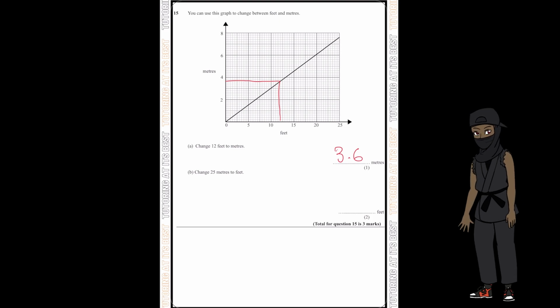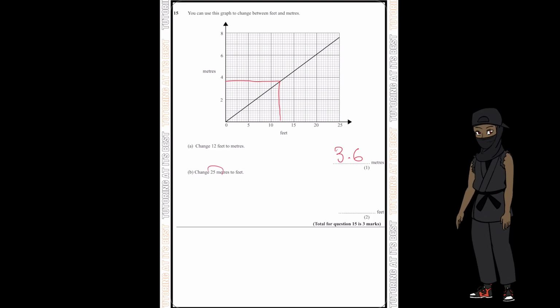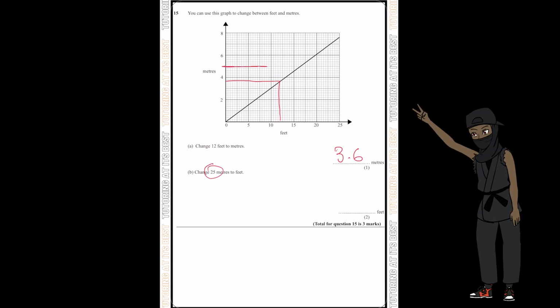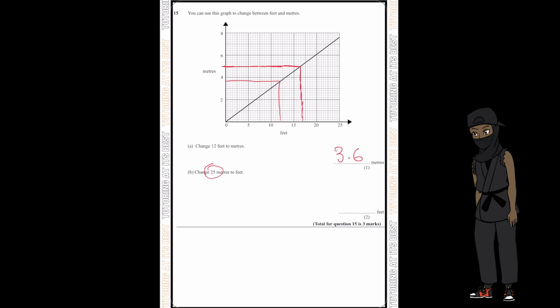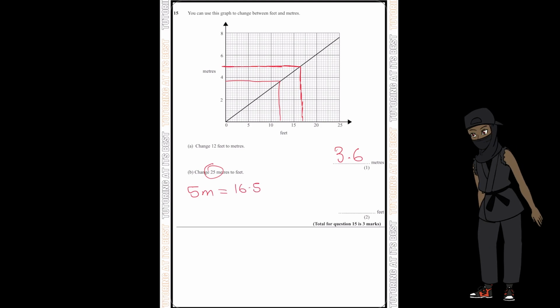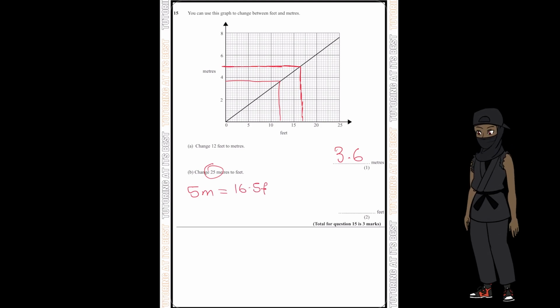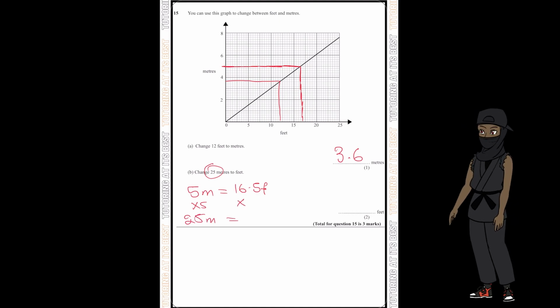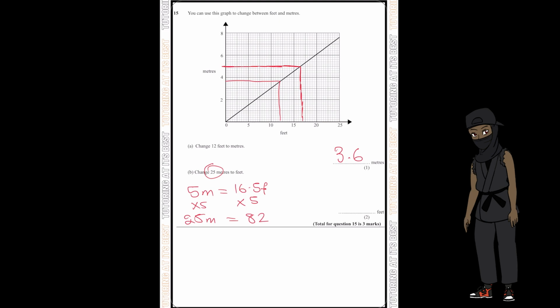And then for part B, changing 25 meters to feet. Well, what's the best way to do this? And what's common between 25? Well, if we go for 5 meters, which is just the midpoint here, and then drop it down, we could say that 5 meters is approximately 16.5. So if we write 5 meters equals 16.5 feet, we're then going to multiply that by 5. We'll multiply both sides by 5. So we then have 25 meters, and then 16.5 times by 5 can be 82.5, and that there is our answer.